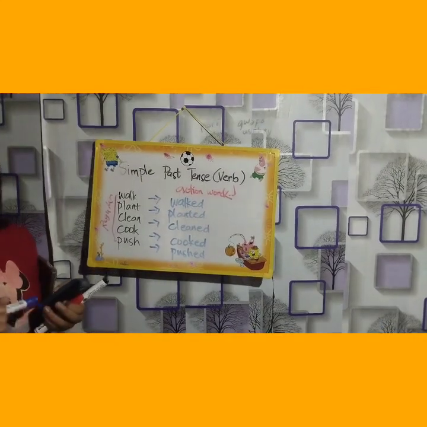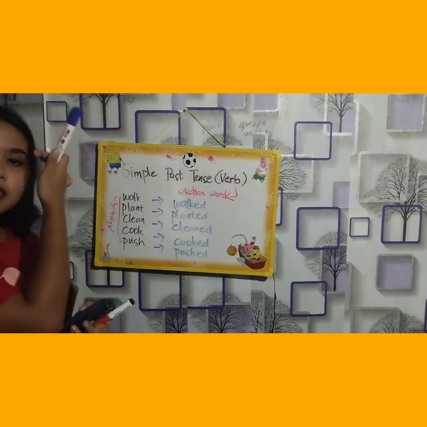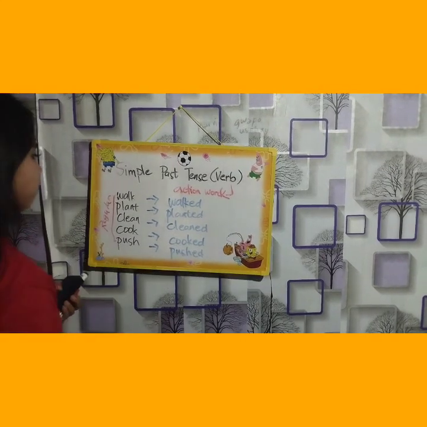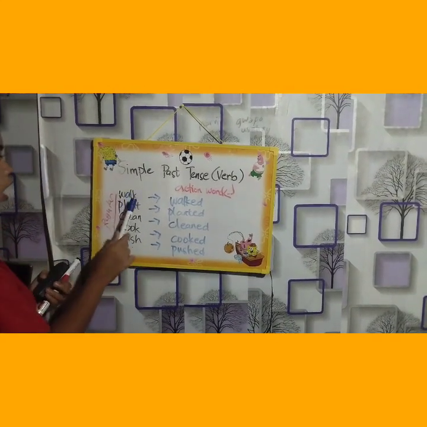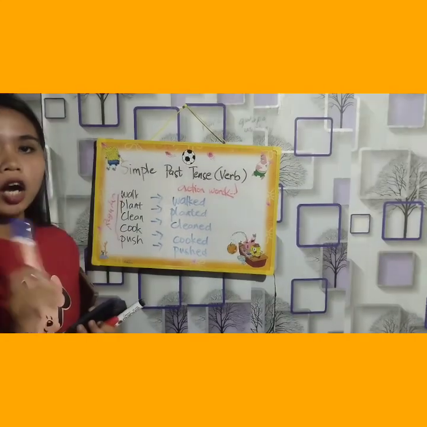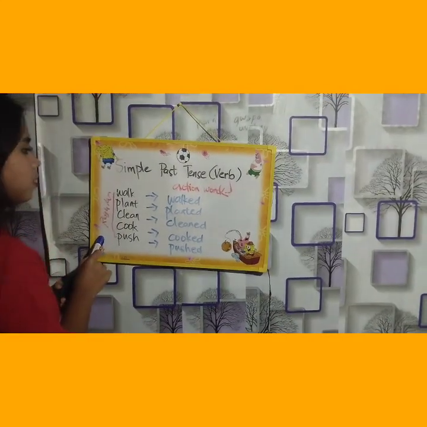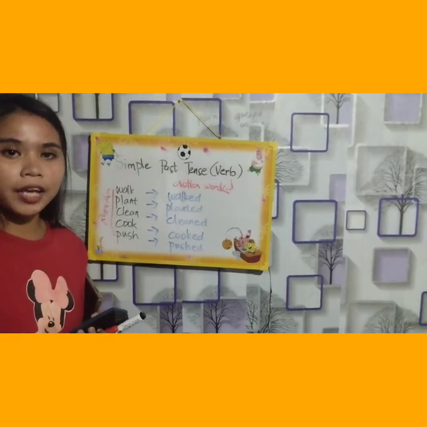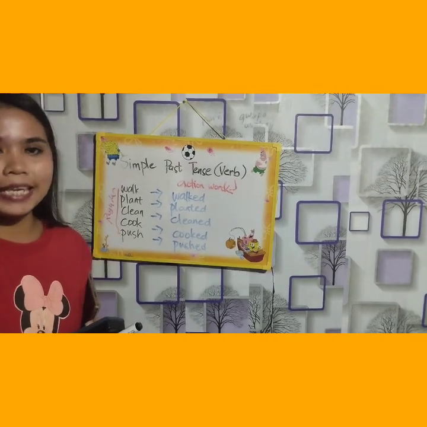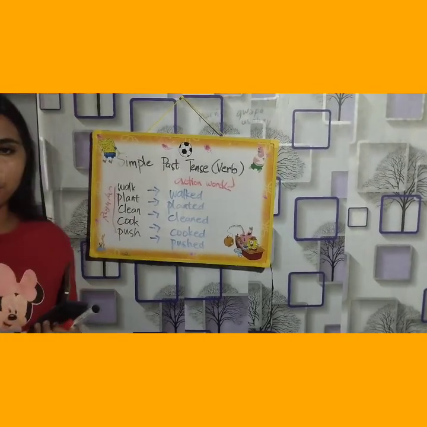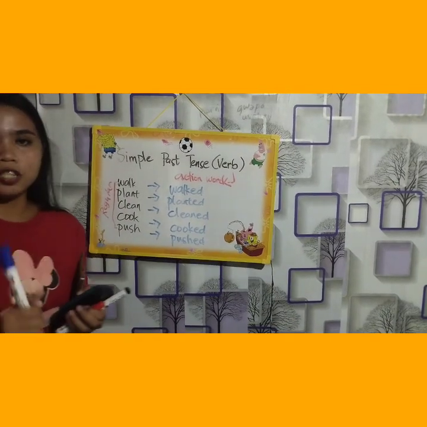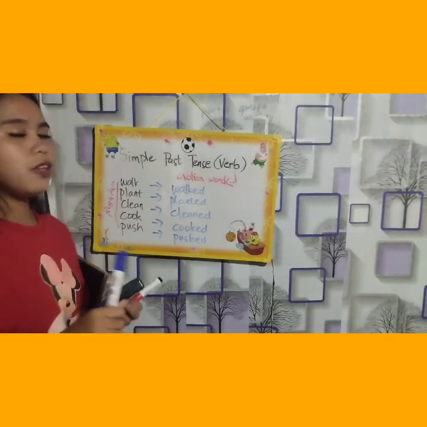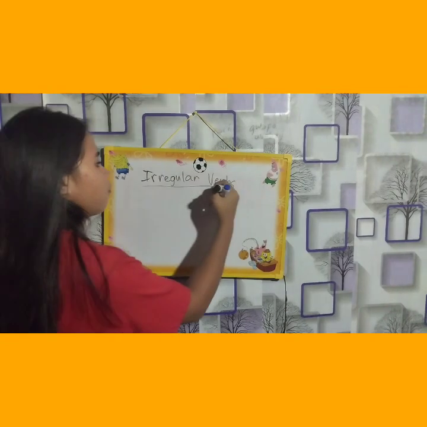Now, before I move on to the second type of the verb, let us have a recap. These verbs, walk, plant, clean, cook, and push, are called regular verbs. So how will you turn the regular verbs into the simple past tense? Correct. You add d or ed to the present tense of the verb. Very easy. Now let's move on to the irregular type of the verb.